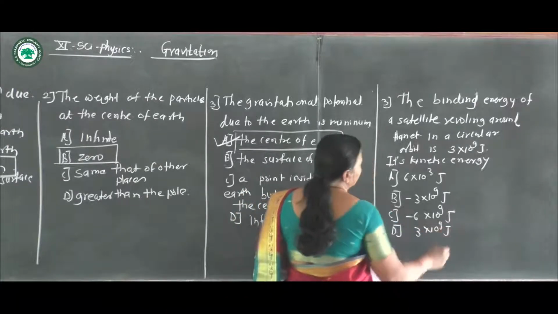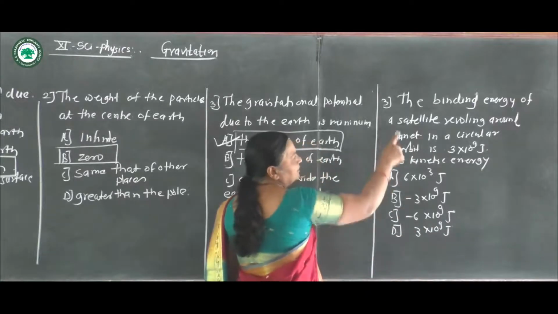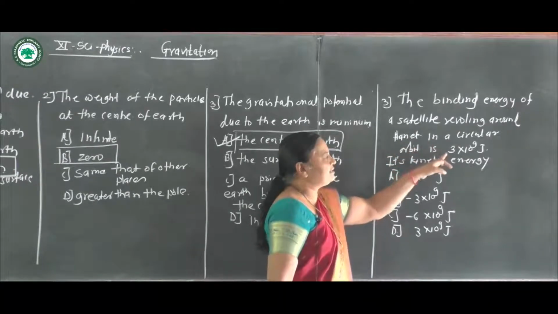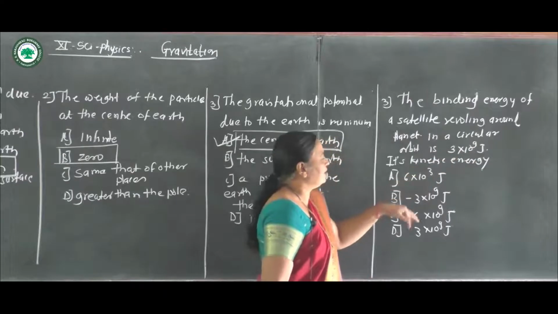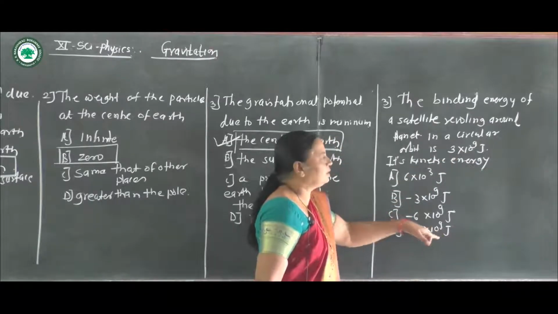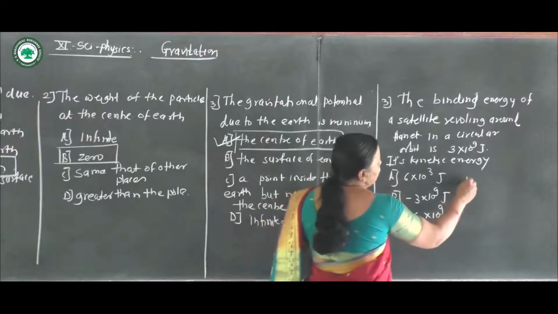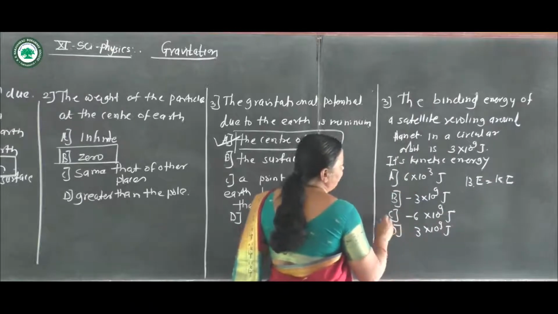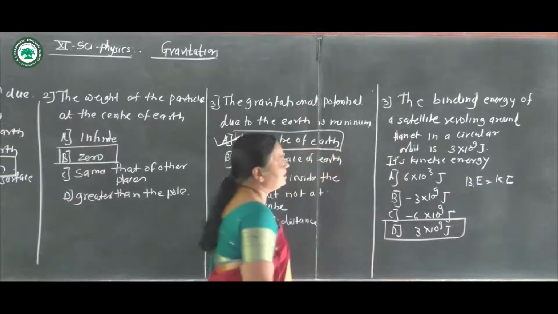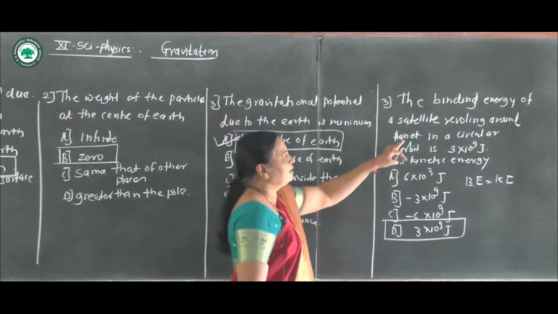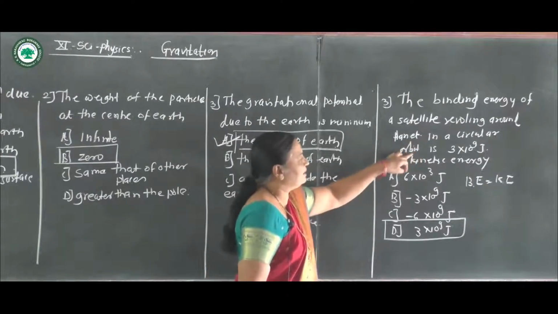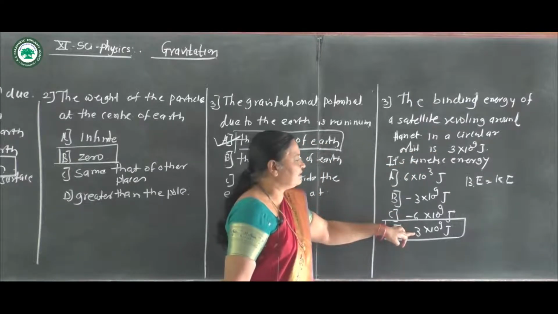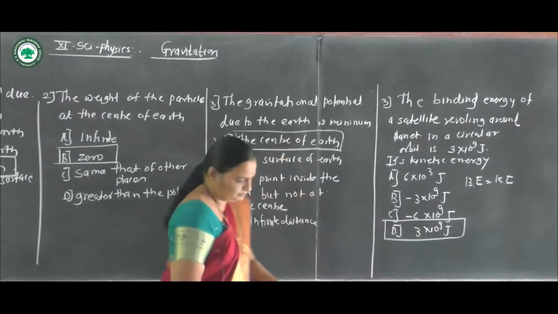The binding energy of a satellite revolving around the planet in a circular orbit is 3 into 10 raised to 9 joule. The correct answer is 3 into 10 raised to 9 joule. Why? The binding energy and kinetic energy are equal. Hence, the binding energy is 3 into 10 raised to 9 joule, and its kinetic energy is also the same, that is 3 into 10 raised to 9 joule.